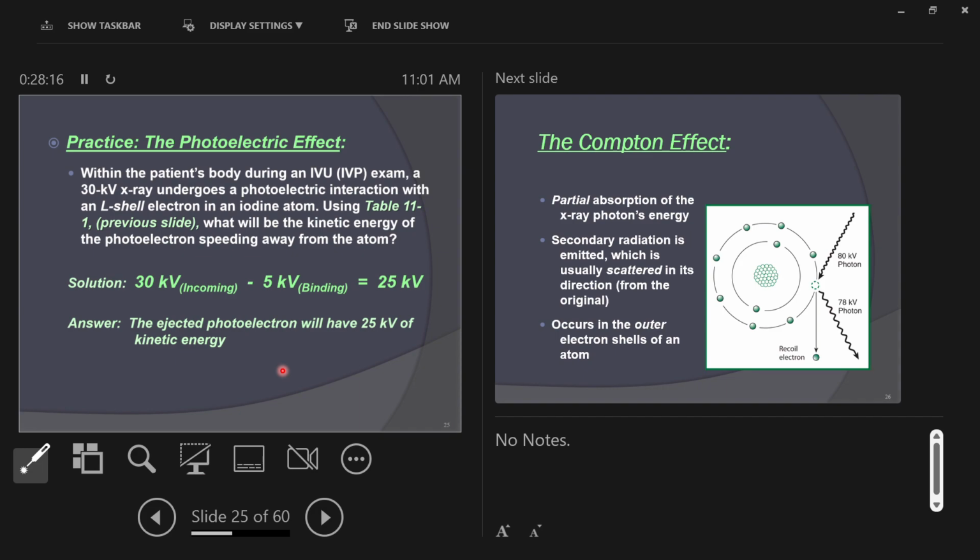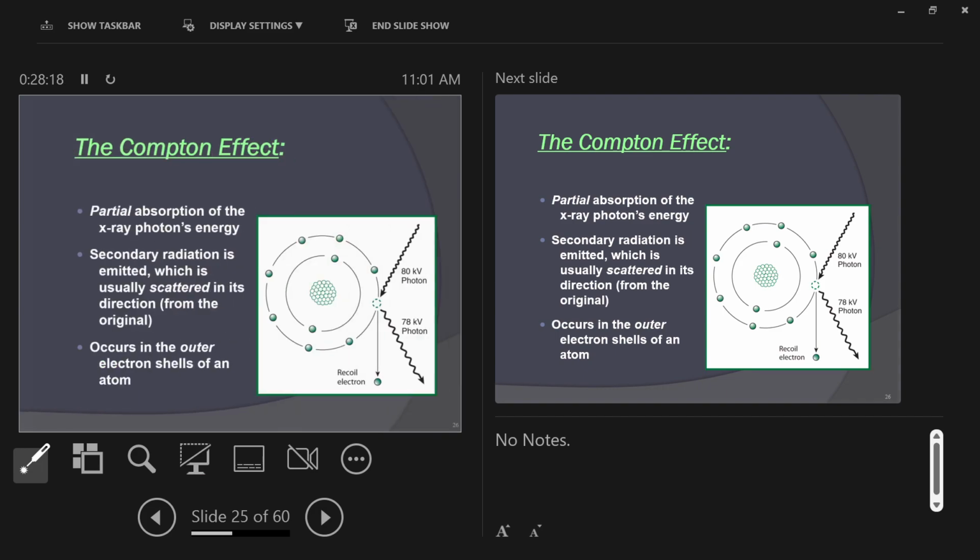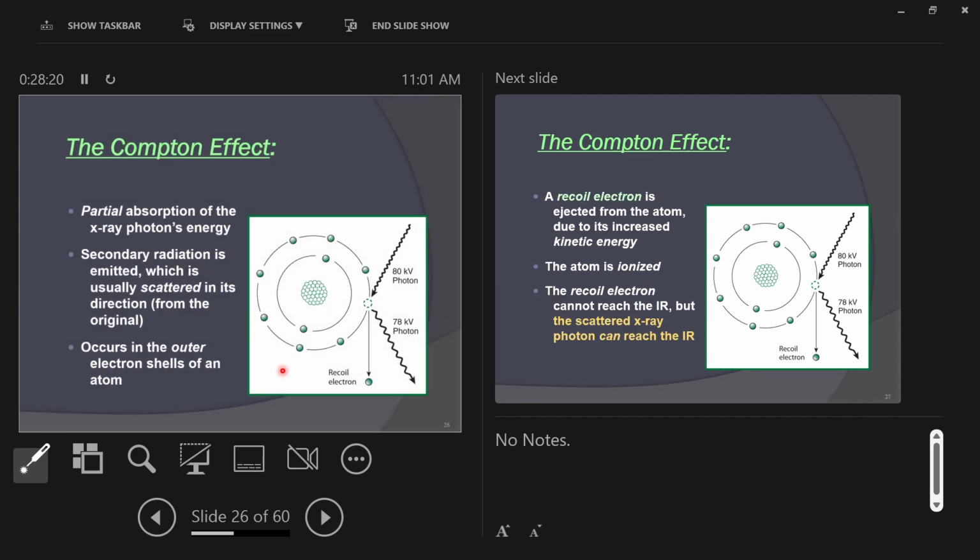The next interaction is the Compton interaction. Compton is the name of the scientist. Where photoelectric is the name of the thing that happens, Compton is the name of the scientist.